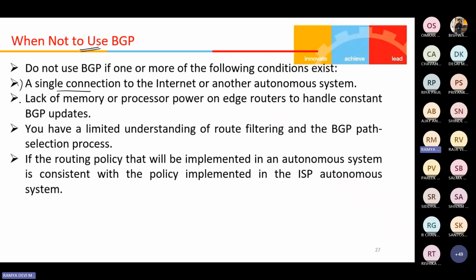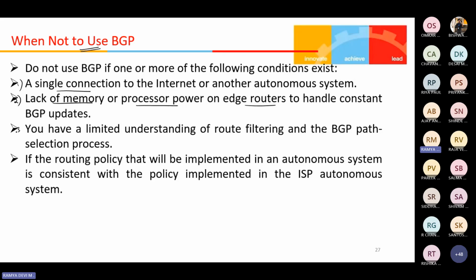The second one, insufficient hardware resources. If you have a lack of memory or processor power on the edge routers, that is insufficient hardware resources. The edge routers don't have the memory or the power to process BGP updates or store a large routing table. In that case, you should avoid BGP. You're not supposed to use BGP.